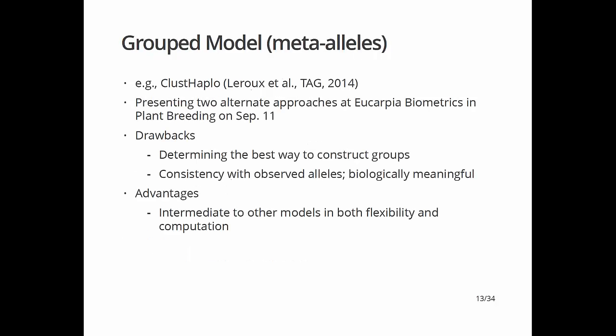The grouped model, then, is trying to do something in between. So I showed you some citations for clustering of founder alleles previously. I'm presenting 2 alternate approaches next week, and we've done some simulations testing them out and basically trying to determine the best way to construct groups. You can do it any way you like, really, but ideally you have some consistency with the observed alleles and you have something which is biologically meaningful.